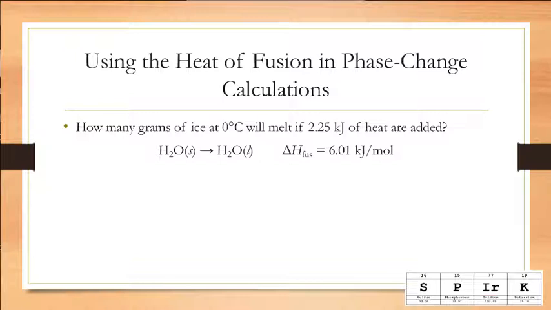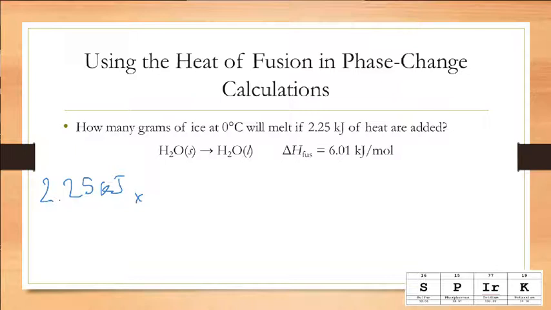So let's do a calculation. How many grams of ice at 0 degrees Celsius will melt if 2.25 kilojoules of heat are added? So we have our heat of reaction here. So remember, we just always start with what we know. And what do we know? We have 2.25 kilojoules of heat. And we eventually need to get to grams of water.